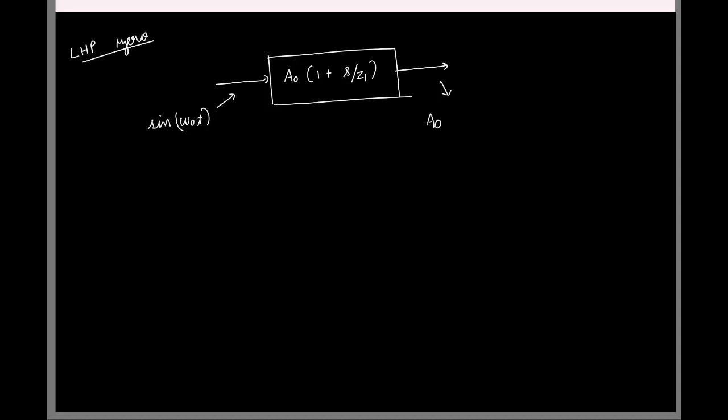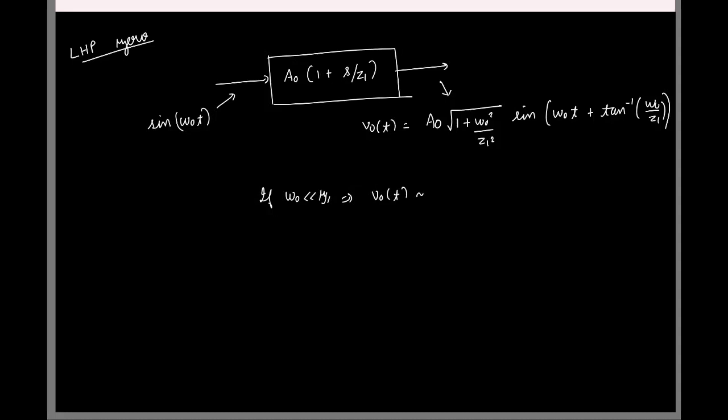Same, okay. A naught times omega naught square by Z1 square times sine of omega naught t plus tan inverse of omega naught by Z1. Okay, so I'll do the same approximation again. Omega naught is much smaller than Z1. So how can I approximate it? A naught times sine of omega naught t plus omega naught by Z1. So this is basically sine of omega naught into t plus 1 by Z1. So what is this?